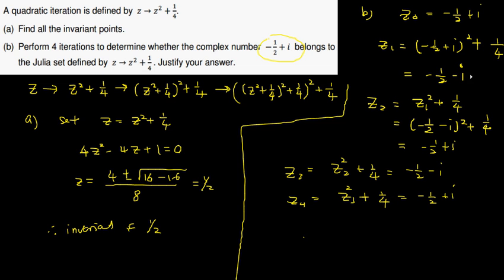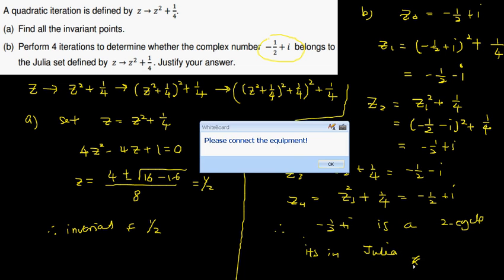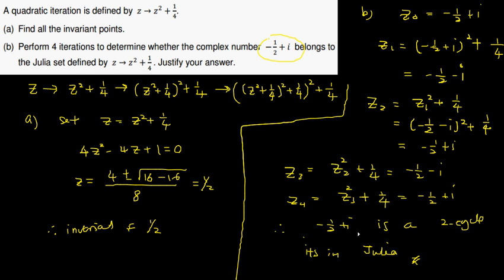So clearly you can see that this initial value, this negative half plus i, is actually a 2-cycle. It repeats itself every alternate iteration. So therefore this value is a 2-cycle, and so it's in the Julia set because it is not divergent. Okay, so I hope you try the other questions, and all the best.